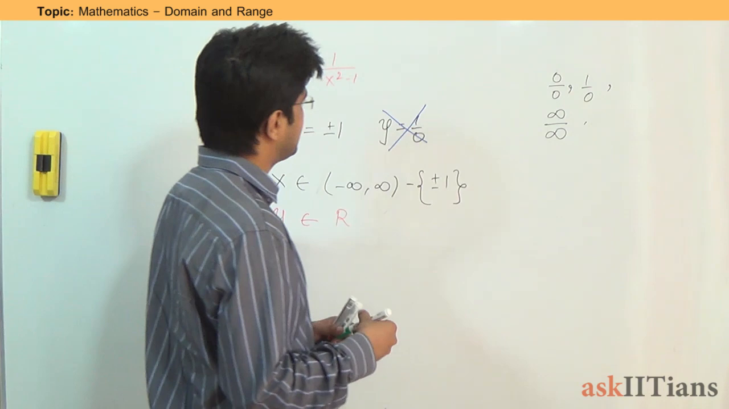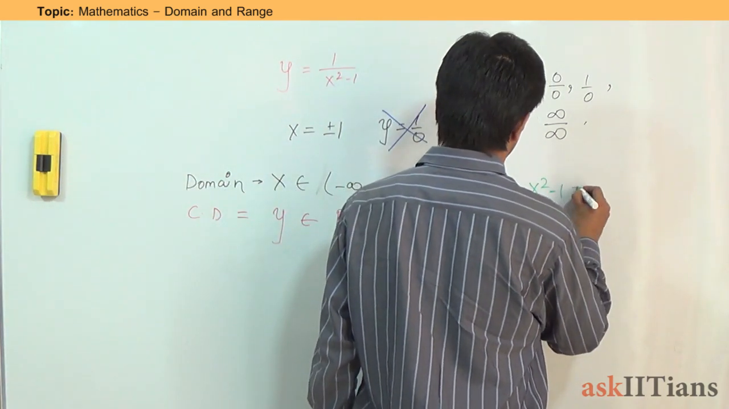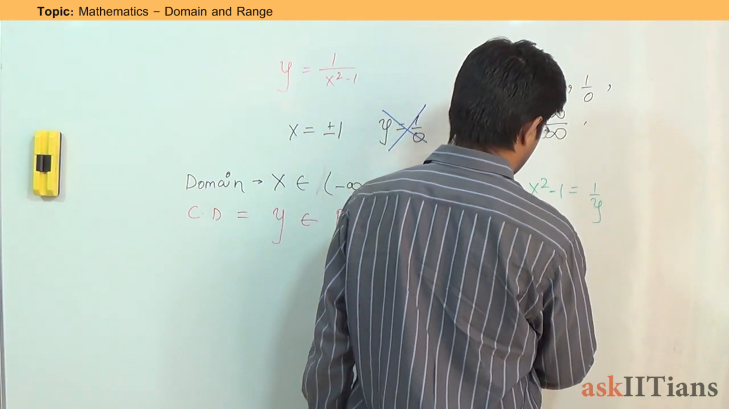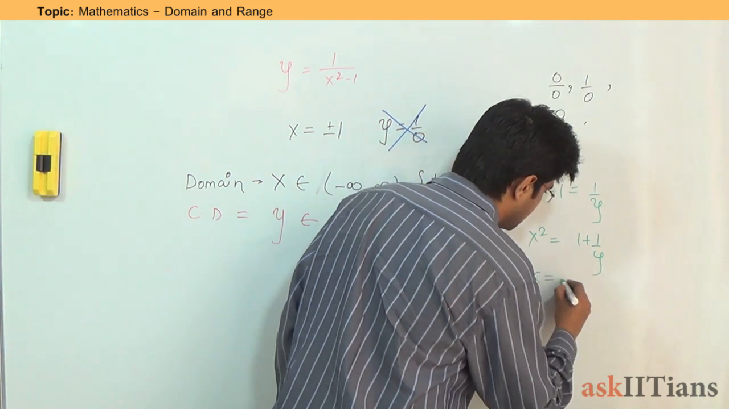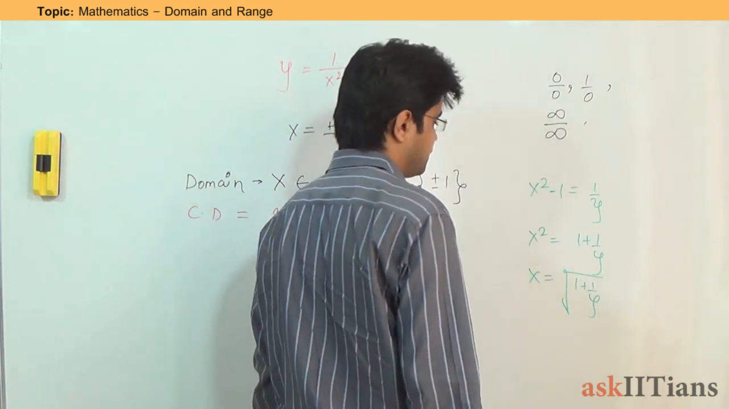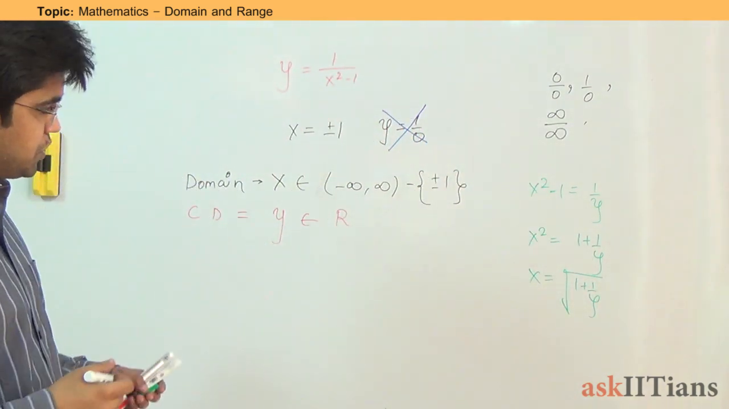But in order to find the range, let's convert the function. So x square minus 1 is equal to 1 upon y, and x square is equal to 1 plus 1 upon y, and x is equal to the root of 1 plus 1 upon y. So this is the conversion.